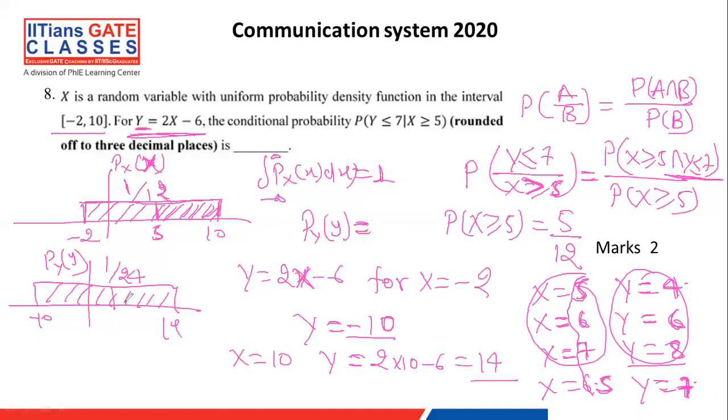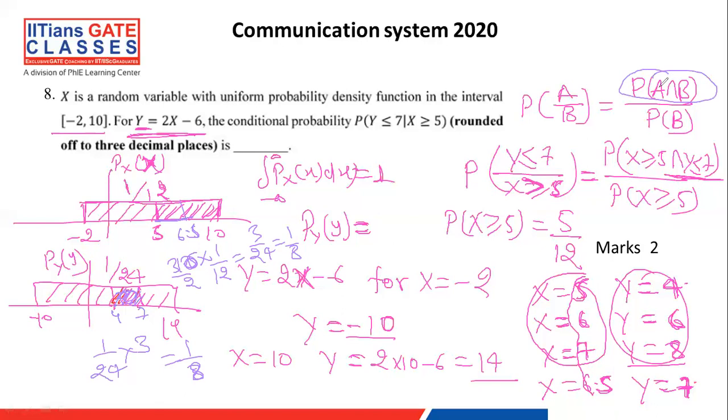So y equal to 4 to 7, this area, from 4 to 7. The height is 1 by 24 and the width is 3, so this will be 1 by 8. The same thing you can calculate from here. We need to calculate it from 5 to 6.5. This width is 1.5 into height 1 by 12. That 1.5 you can write as 3 by 2, so it will be 3 by 24, or 1 by 8. Both are the same.